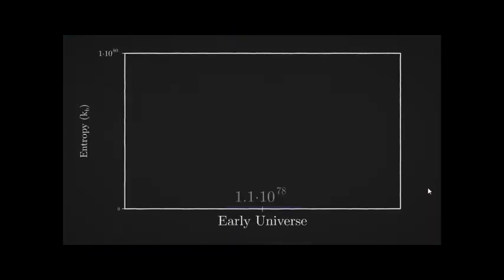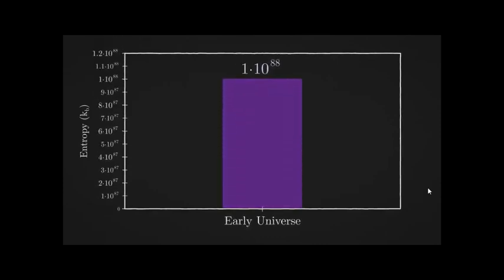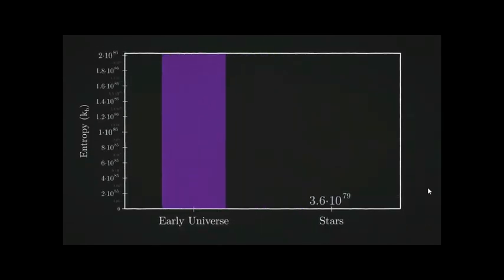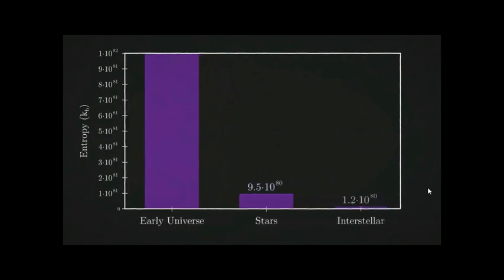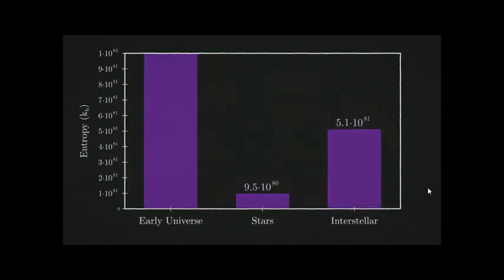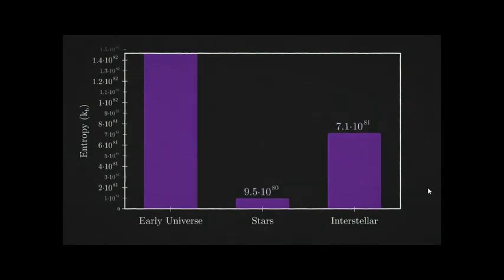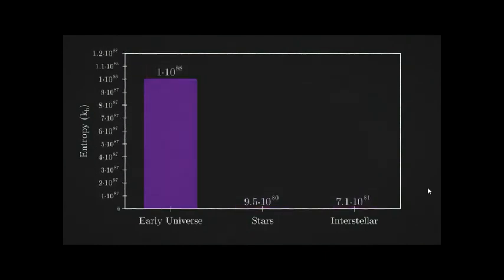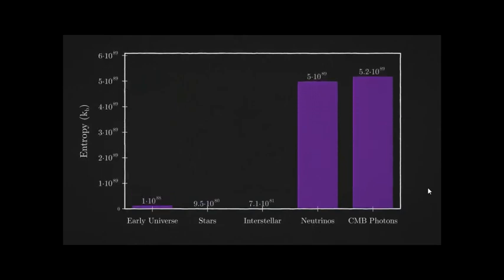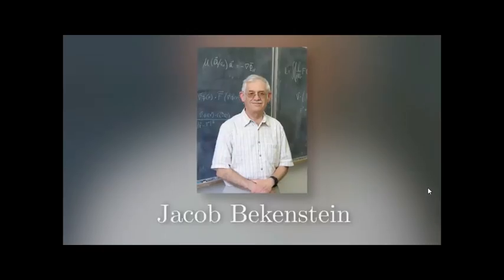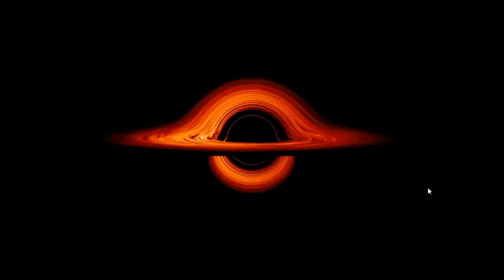The universe started with around 10 to the 88 Boltzmann constants worth of entropy. Nowadays, all the stars in the observable universe have about 9.5 times 10 to the 80. The interstellar and intergalactic medium combined have almost 10 times more, but still only a fraction of the early universe. A lot more is contained in neutrinos and in photons of the cosmic microwave background. In 1972, Jacob Bekenstein proposed another source of entropy: black holes.